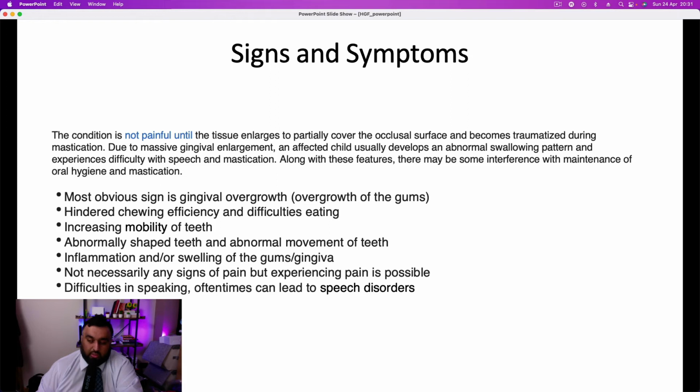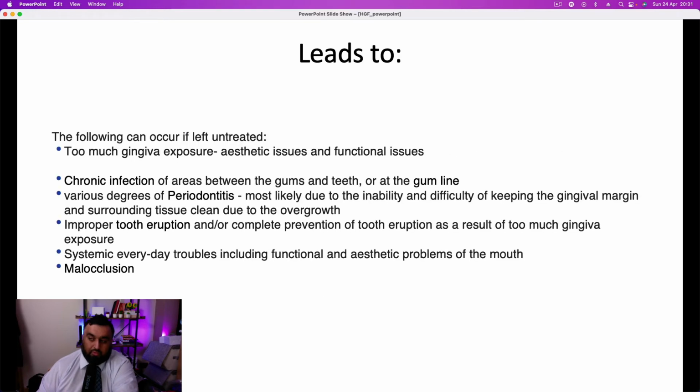There's not necessarily any pain, but there will be eventually if the gingival growth gets so much that it starts covering the occlusal surfaces, the biting surfaces, and eventually there can be difficulty in speaking, oftentimes leading to some speech disorders. If untreated, hereditary gingival fibromatosis can lead to an excess of gingival exposure, causing aesthetic issues and functional issues.